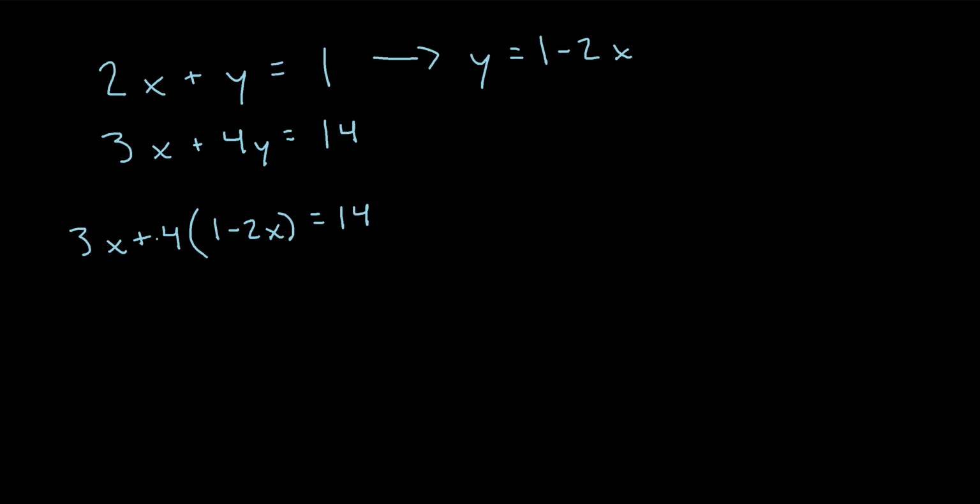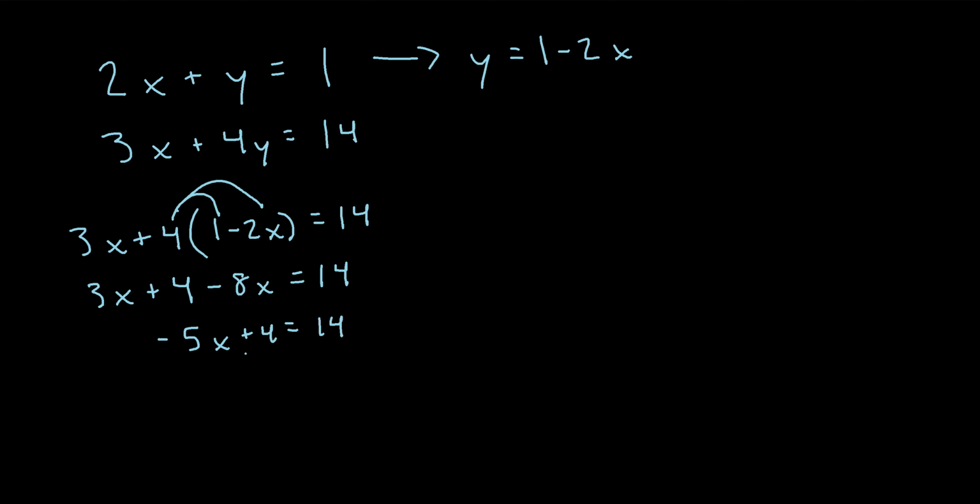Now notice that this whole equation is now only using x's, so we can solve for x. So we can say 3x plus, we can distribute this 4 to both of these terms. So 4 times 1 is 4. 4 times negative 2x, that's negative 8x, is equal to 14. So if we combine our like terms, 3x minus 8x, that's negative 5x, plus 4 is equal to 14. And then if we subtract a 4 from each side, so minus 4, we get negative 5x is equal to 14 minus 4, that's 10.